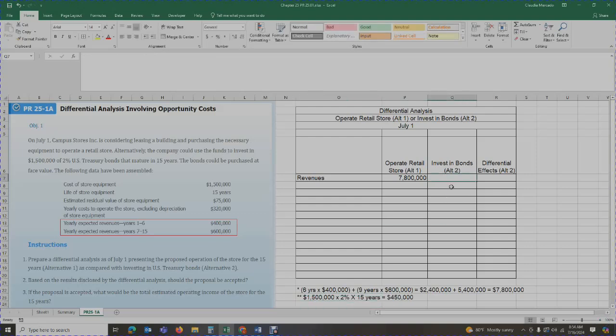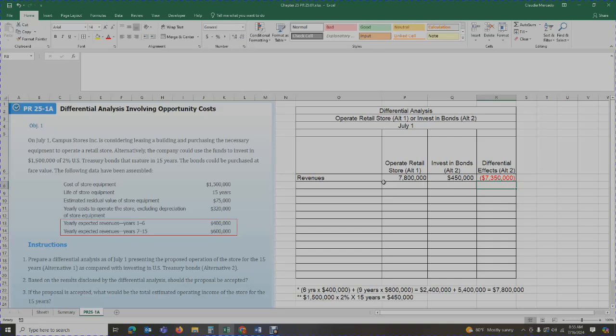So if we see here, the revenues that we are going to generate off of that investment in Treasury bonds is going to be much lower than option or alternative 1, okay? So the differential analysis is going to be option 2, or alternative 2, minus alternative 1. And that gives me a significant difference. The differential effect of alternative 2 is $7,350,000 less in revenues than option 1.